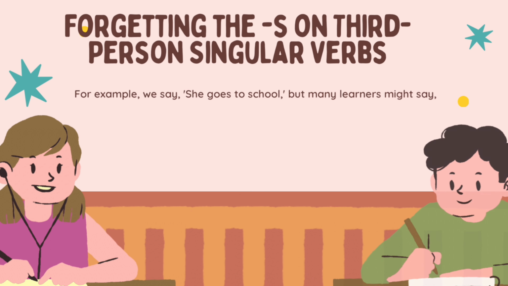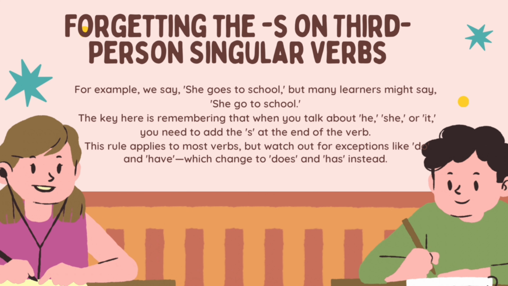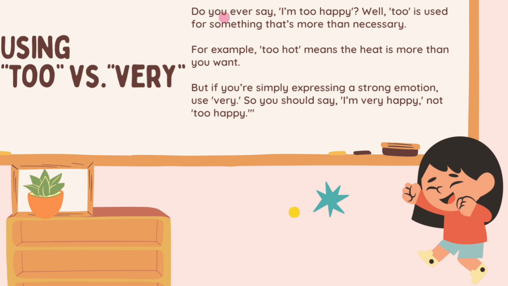Next up, let's talk about something you definitely see in written English. Forgetting to add that tiny little S when talking about he, she, or it. You need to add S to the verb. For example, we say, she goes to school, but many learners might say, she go to school. The key here is remembering that when you talk about he, she, or it, you need to add S at the end of the verb. This rule applies to most verbs, but watch out for exceptions like do and have, which change to does and has instead.